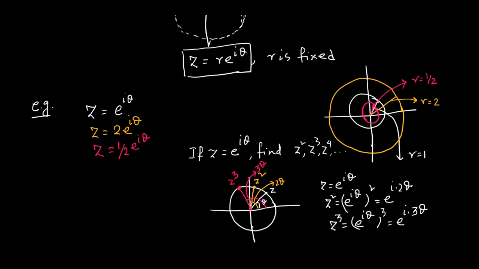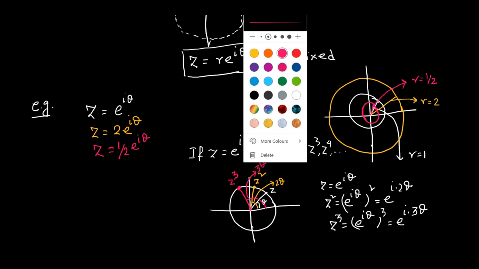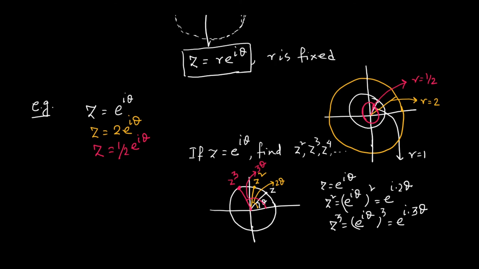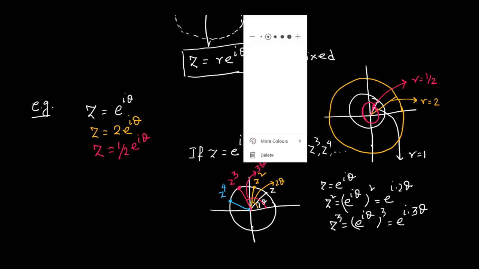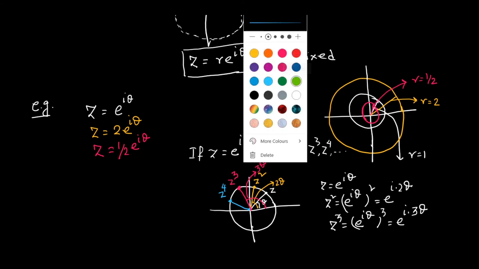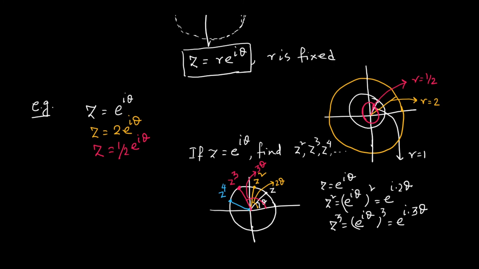Similarly, now we don't need to plot anything. We don't need to do any calculation. We know z to the power 4 will be at an angle 4 theta. I know further that z to the power 5 will be at an angle, maybe something like this.